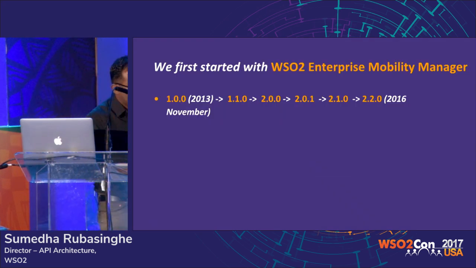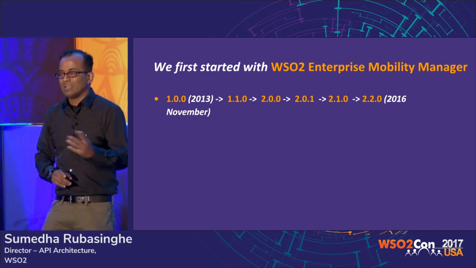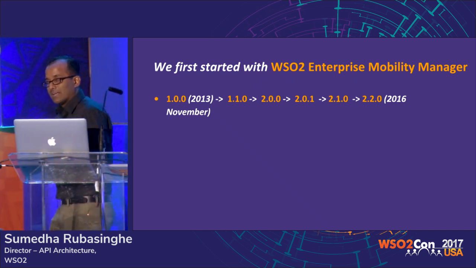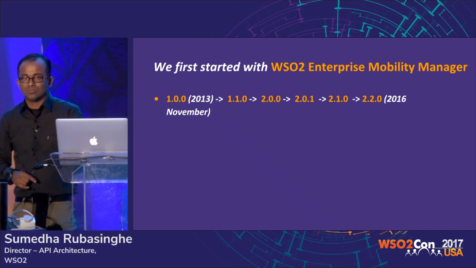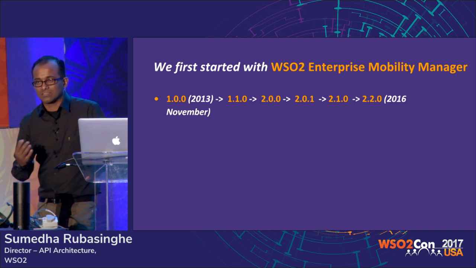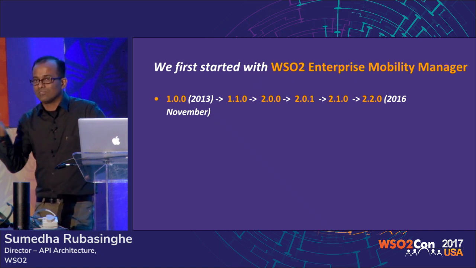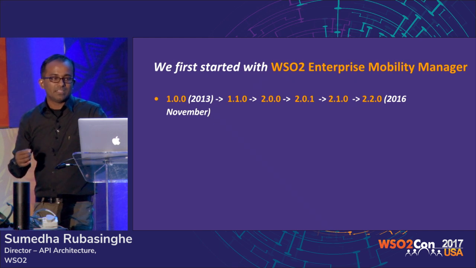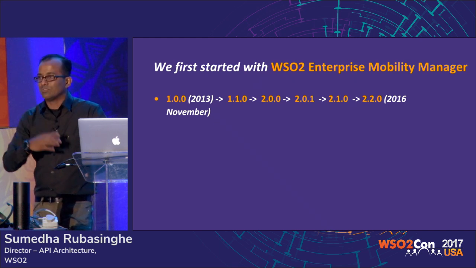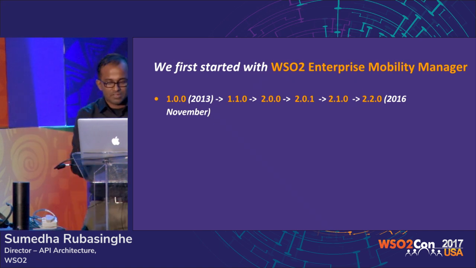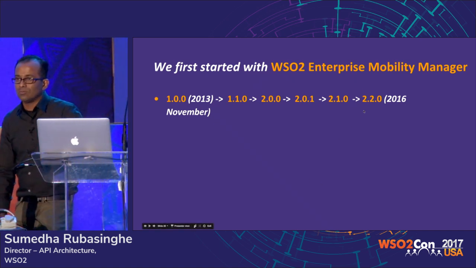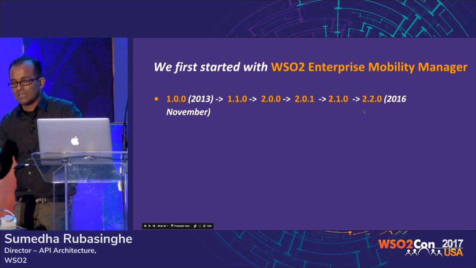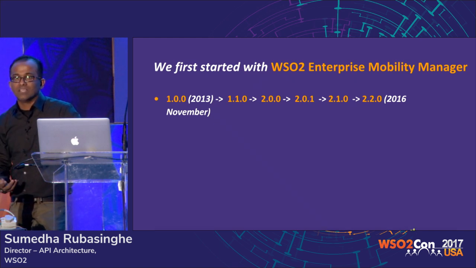so how we started this journey is, we had a product called WSO2 Enterprise Mobility Manager. For some products, we are pretty much driven by the customers. So this is a requirement that came to us from a customer, and we started developing a solution. This was about 4 years ago. So we created a product called Enterprise Mobility Manager back in 2013. And we evolved this product into 2.0 up until November 2016. At the same time, we were thinking we need to support a broader set of devices, and we were working towards it.